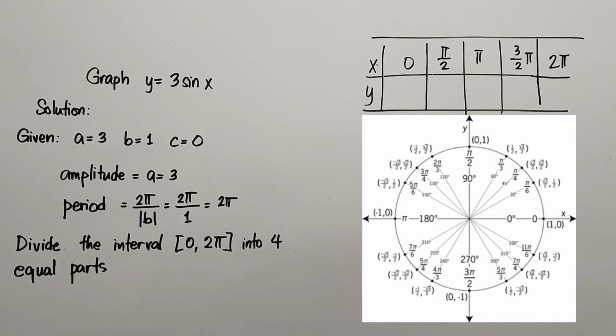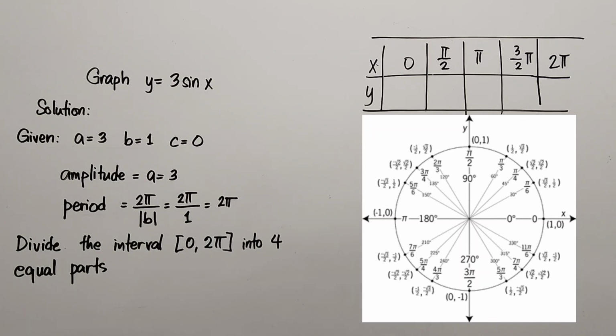For example, from 0 to 2 pi, and 2 pi is 360 degrees. So the middle of the 0 and 360 is 180, and 180 is pi radians. So we have that pi as the third point. And from 0 to pi, that is 0 to 180.